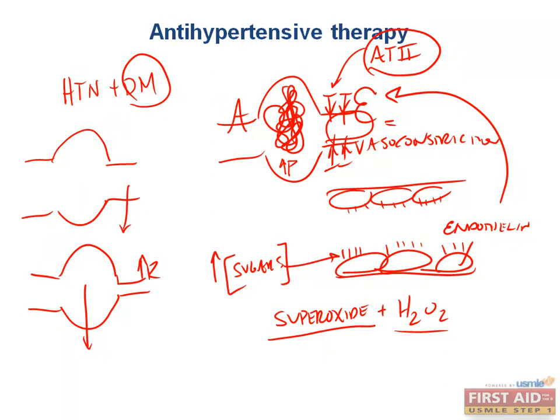So again, we give an ACE inhibitor to block the production and binding of angiotensin II to the efferent arteriole, and we also can give calcium channel blockers to relax some of the vascular smooth muscle that has been damaged and induced to vasoconstrict. So we can also give calcium channel blockers, and that helps further alleviate some of that vasoconstriction.